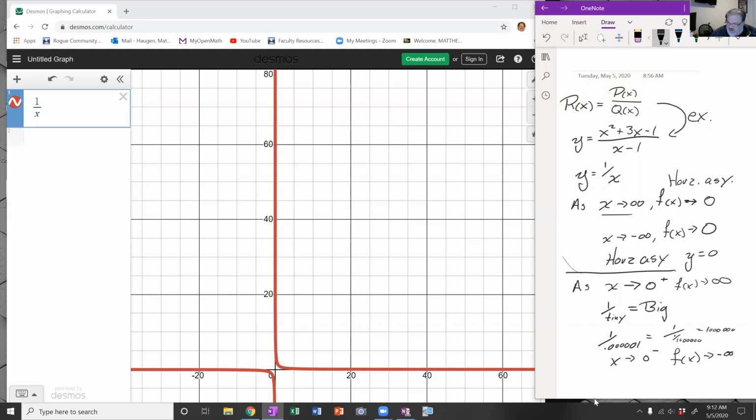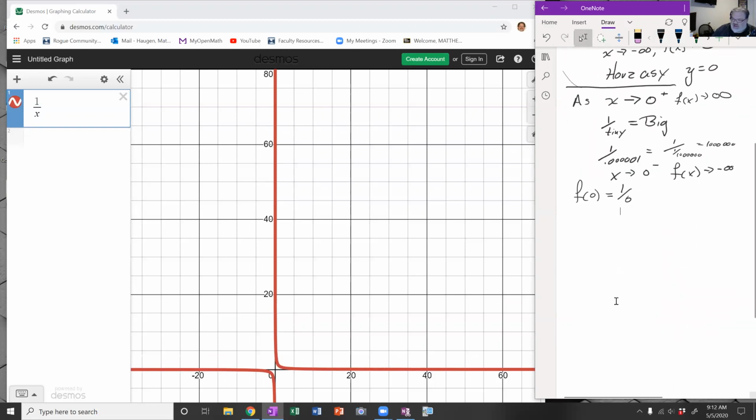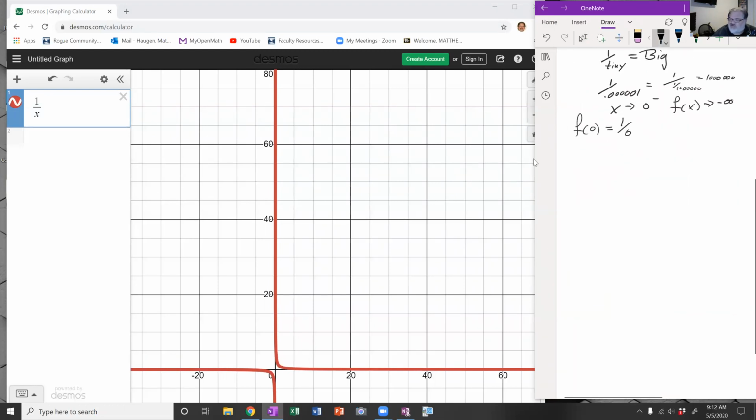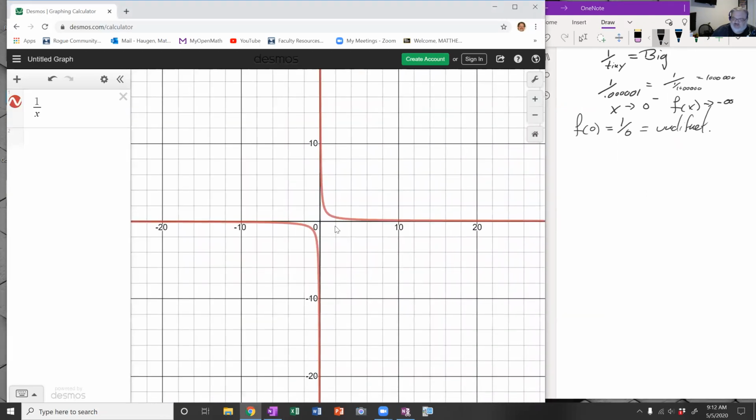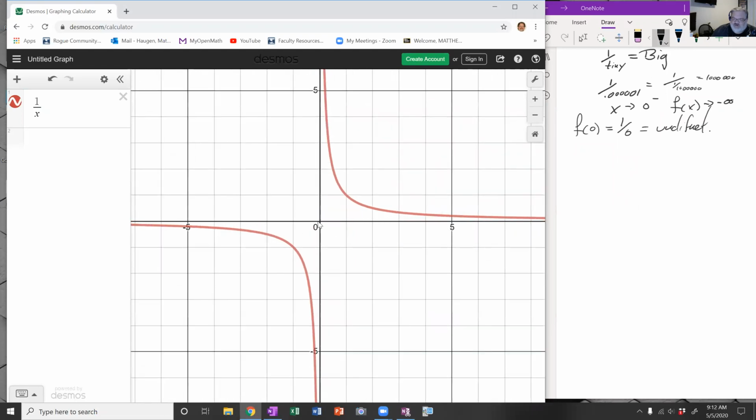But what happens when we try to take this function and evaluate it at 0? We try to evaluate 1 over 0. And of course, we can't do that. 1 over 0 is undefined. Hence, at 0, if we tried to plug 0 into this function, there's nothing there. Zoom back in here. So at 0, this function has no output at all. There's not a y value associated with it.